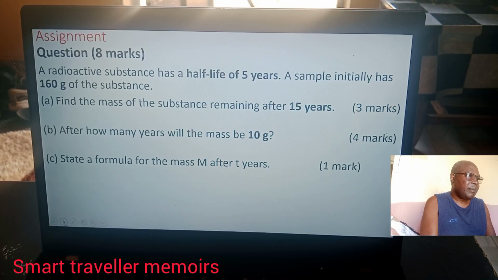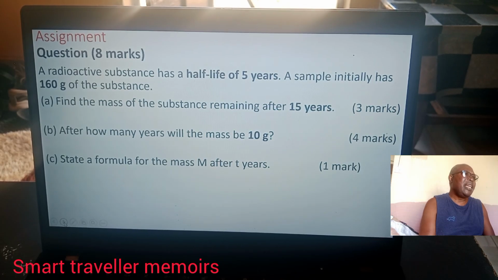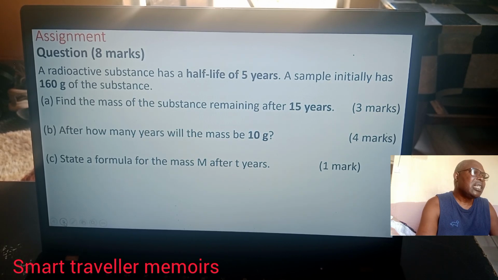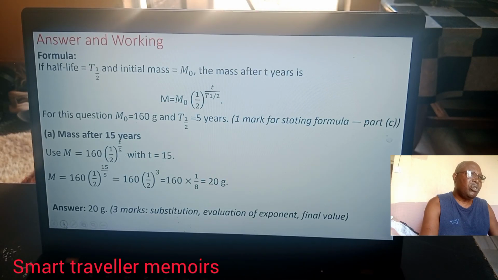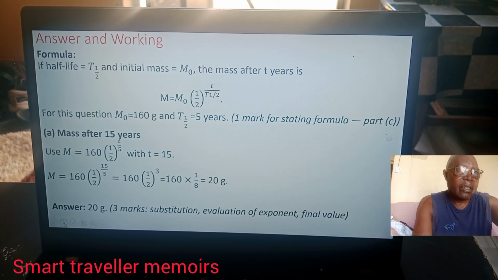B. After how many years will the mass be 10 grams? C. State a formula for the mass m after t years. So guys, do that question to see whether you have understood. Try first of all to identify what type of sequence it is, so that you use the formulas which you have already been given.